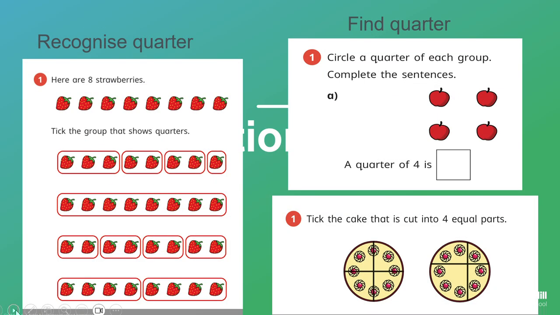And it works the same for recognising quarters and finding a quarter, but obviously this time it would be into 4.